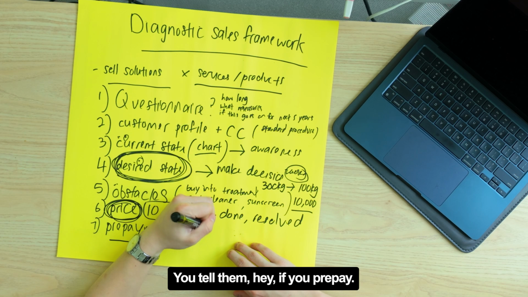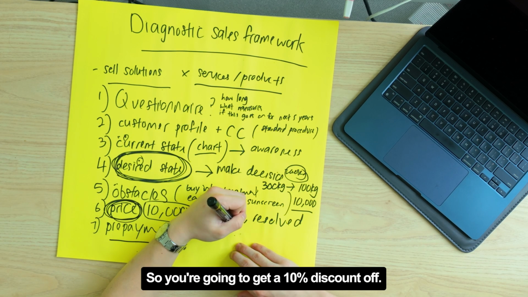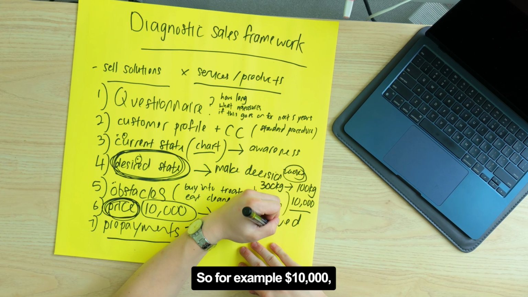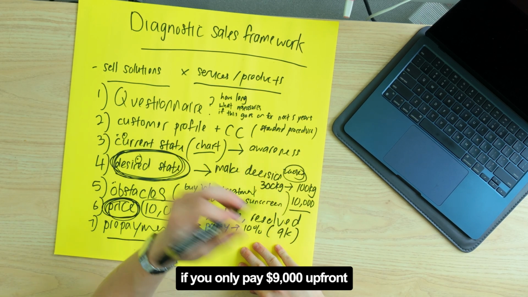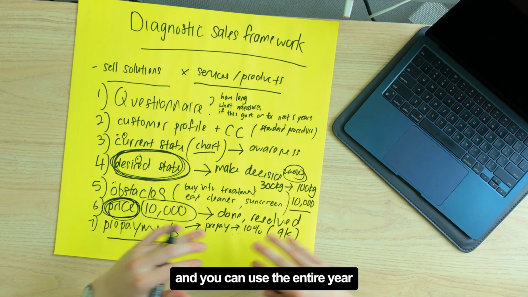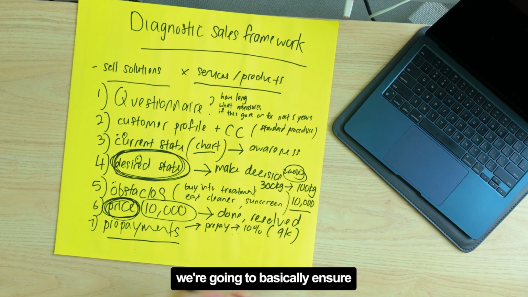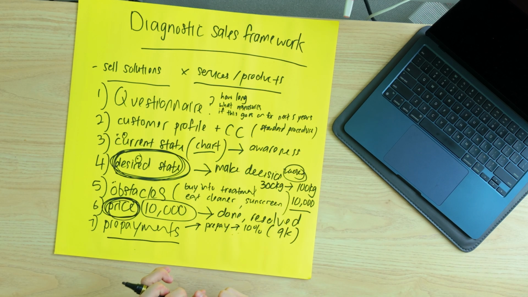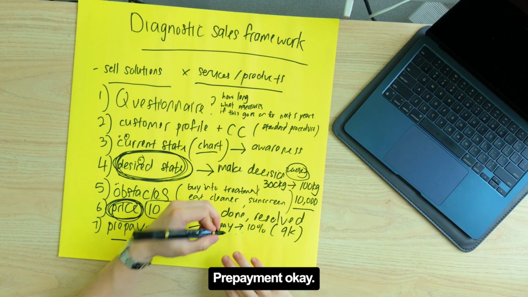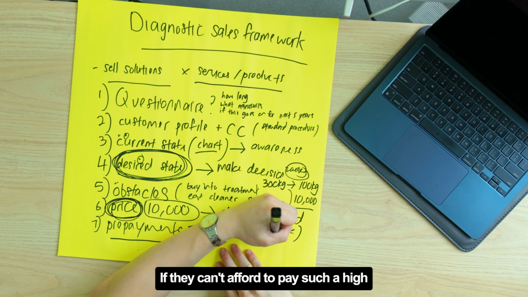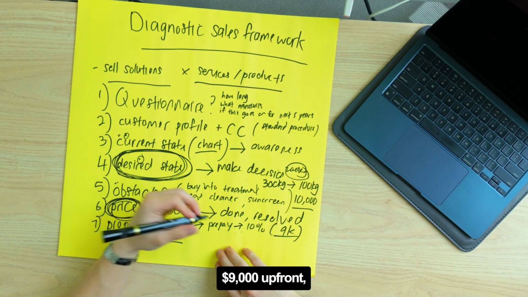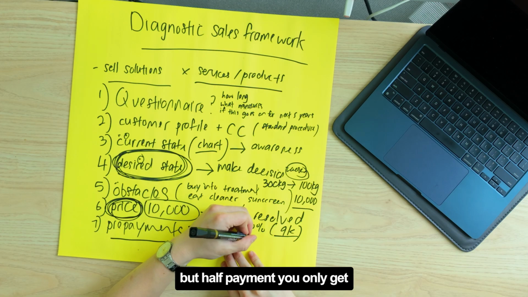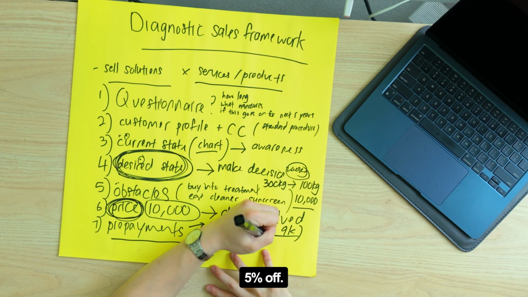First, you tell them, hey, if you prepay, you're gonna get a 10% discount. So for example, $10,000, you only pay $9,000 upfront, and you can use the entire year. We're gonna basically ensure that you actually lose this weight. If not, we provide you with a guarantee. Alright, now prepayment, okay? If they can't afford to pay such a high $9,000 upfront, you tell them you can do a half payment. But with half payment, you only get 5% off.